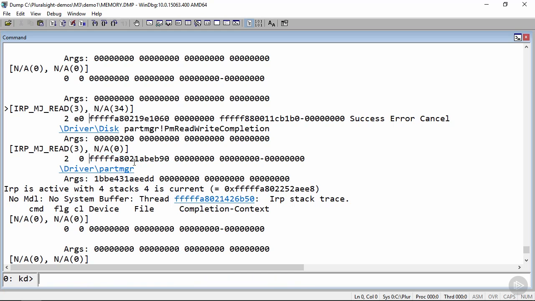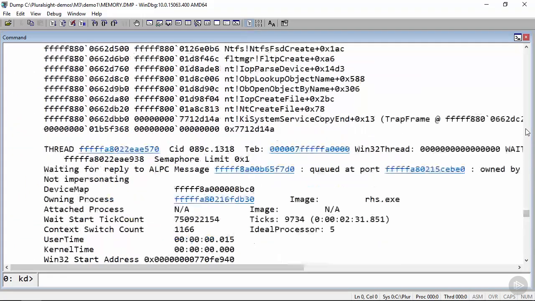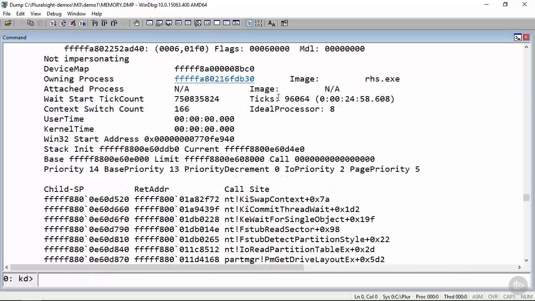By getting the device ID, we could see the device stack, and lo and behold, the device that we're dealing with is DR9, or the MPIO Disk 6. It tells us that it's actually part of a LeftHand storage and that it's an iSCSI disk. So for whatever reason, we've got several stuck I/O requests that have been executing, and we can see how long they've been executing by looking at the thread. As I look at the thread here, we've got a time period of 24 minutes and 58 seconds. So it's almost been waiting 25 minutes.